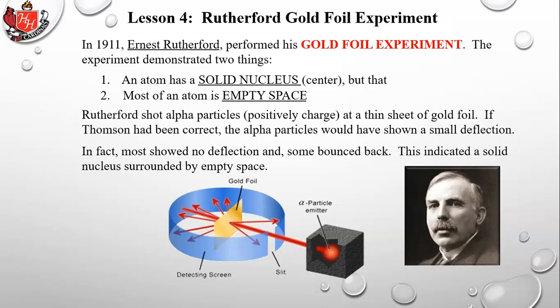To Rutherford, this was amazing. He said this was like shooting a bullet from a gun at some tissue paper and having it bounce back at you. He totally expected these alpha particles to pass right through the gold foil. If Thomson's model had been correct, then it had just been a soft core of positive charge. They would have done that.